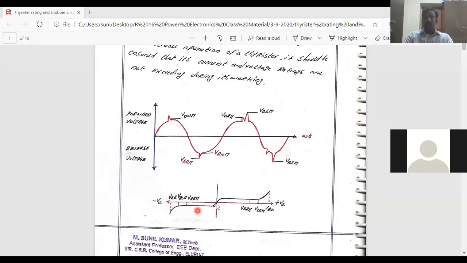Okay, so what are the parameters which are known earlier to us? Only one parameter is known to us, that is the forward breakover voltage VB0 and the reverse breakover voltage VBR, isn't it?